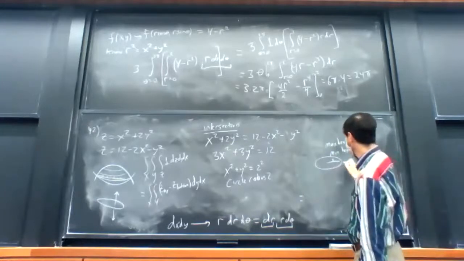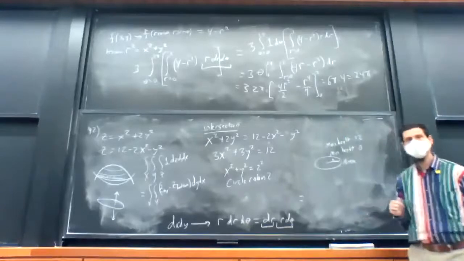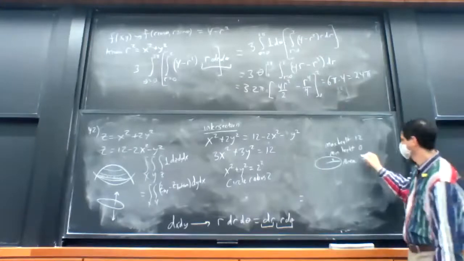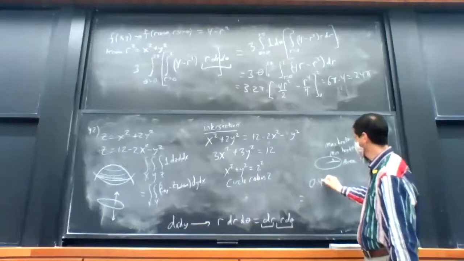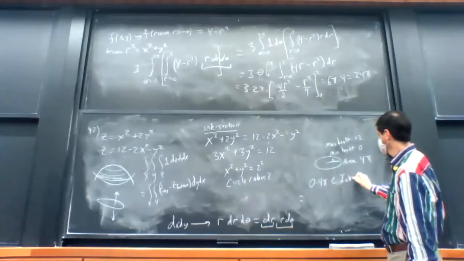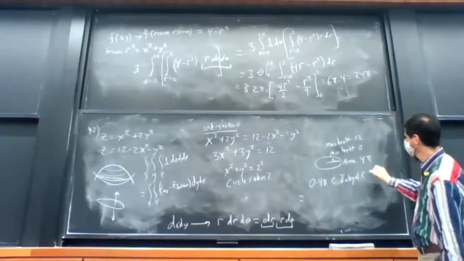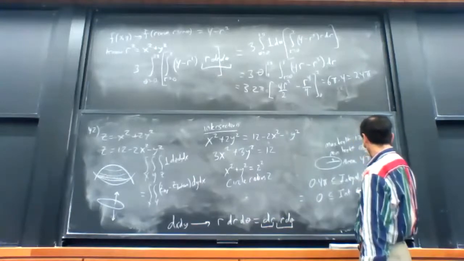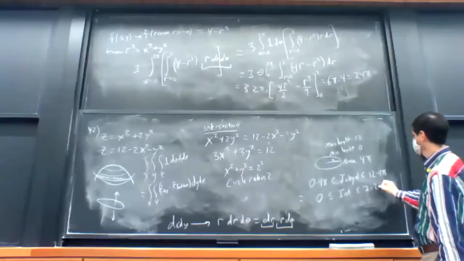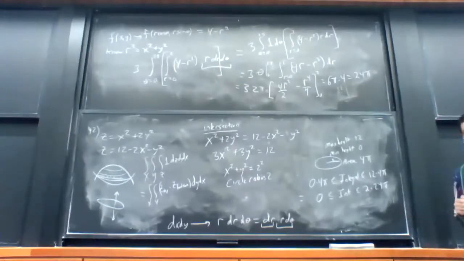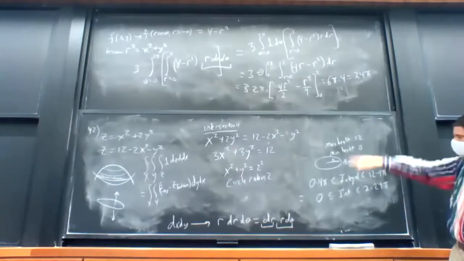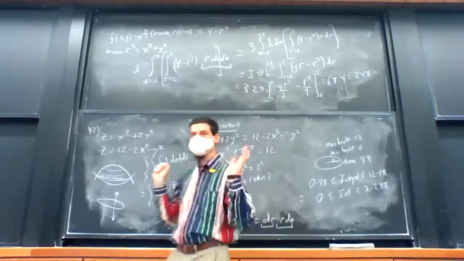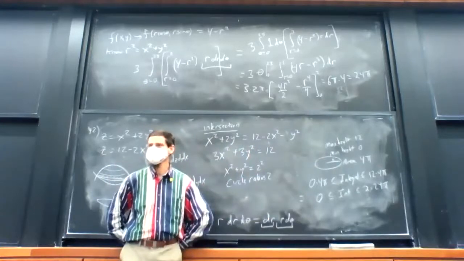And so what's the area of here? The area of a circle of radius 2 is 4 pi. So we know 0 times 4 pi is less than or equal to the integral, which is less than or equal to 12 times 4 pi. So 0 is less than or equal to the integral, less than or equal to 2 times 24 pi, right? And our answer is exactly halfway in between.